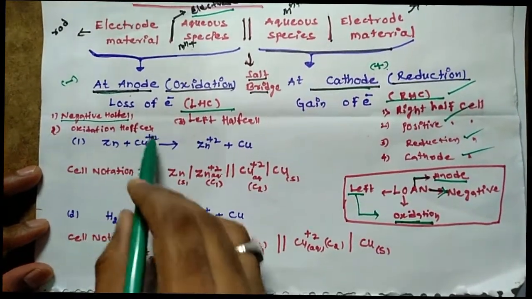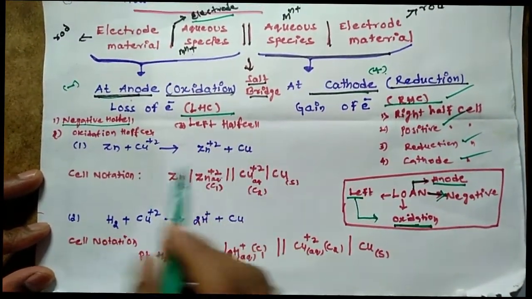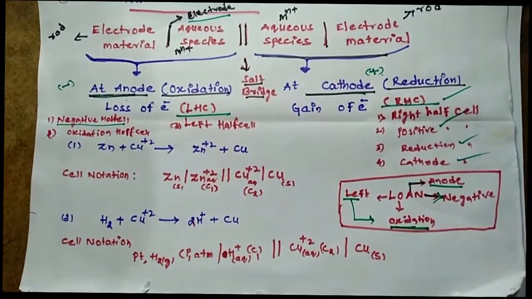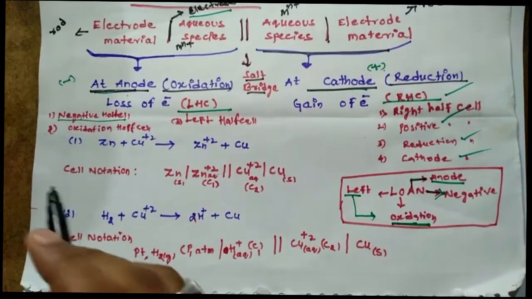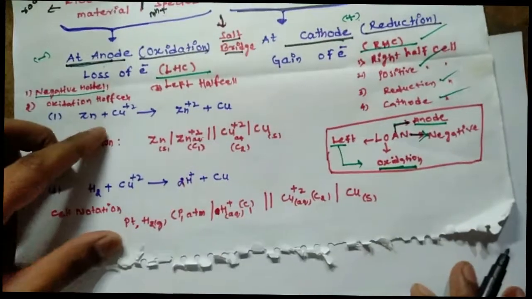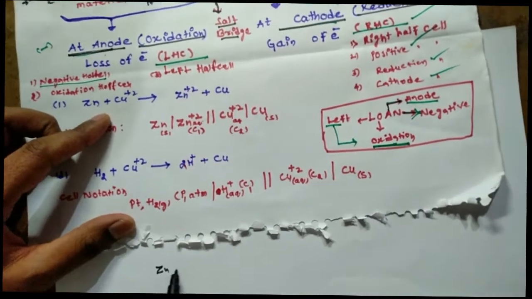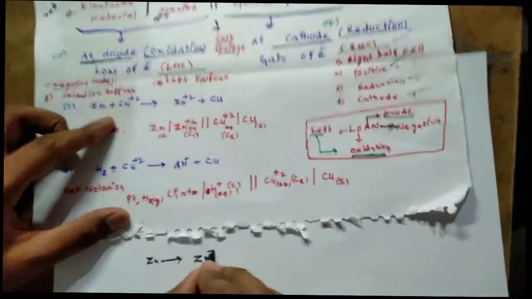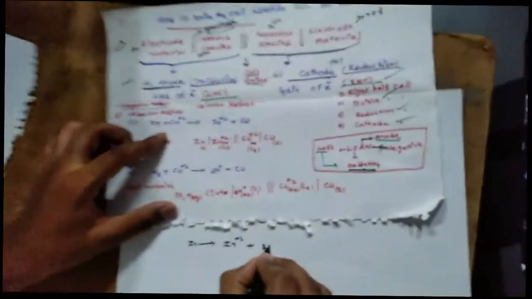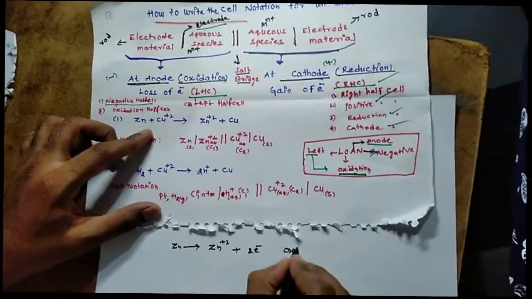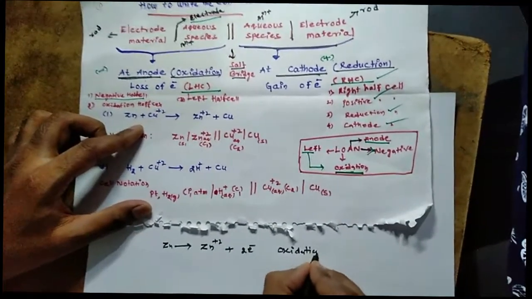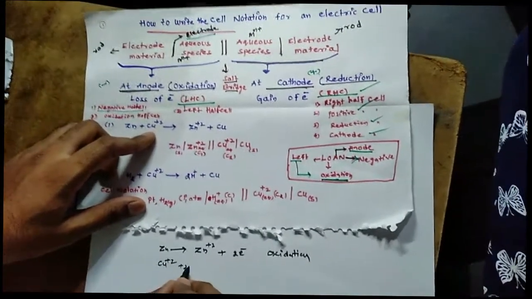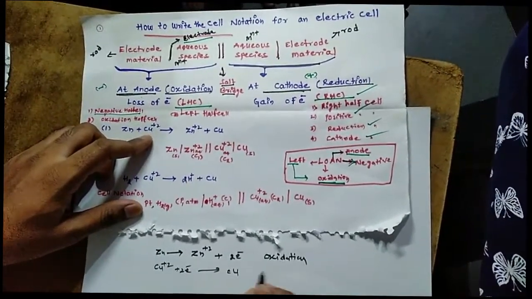Okay, it is the cathode. Now look at here, I give a small simple reaction. Here Zn plus Cu^2+ gives Zn^2+ plus Cu. They ask for the cell notation of this cell reaction. Zn is a metal. First of all, oxidation occurs at the anode, the loss of electrons, this is the oxidation. Next, Cu^2+ takes electrons forming copper, this is the reduction.